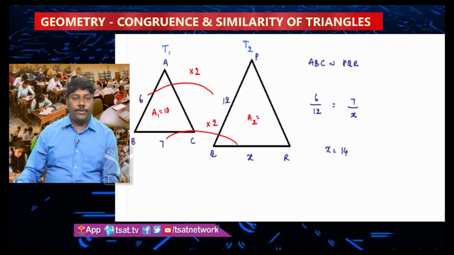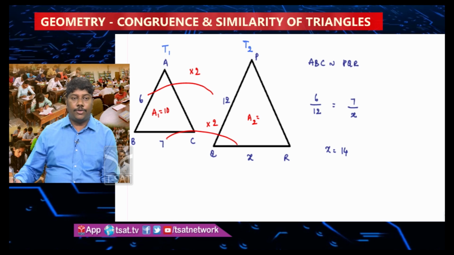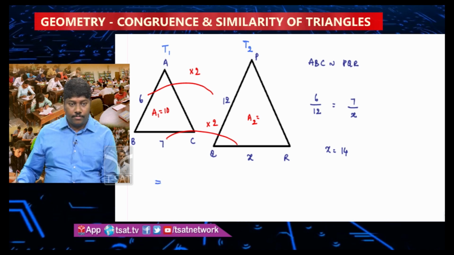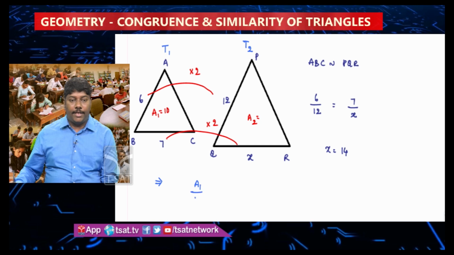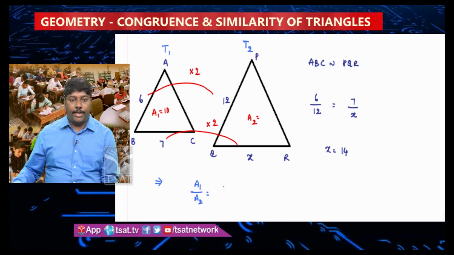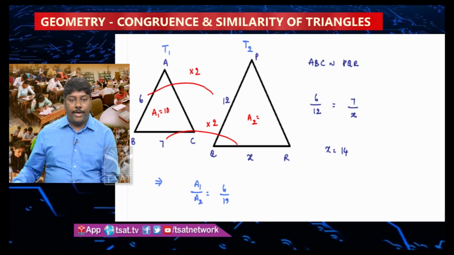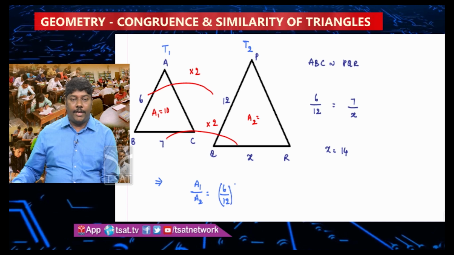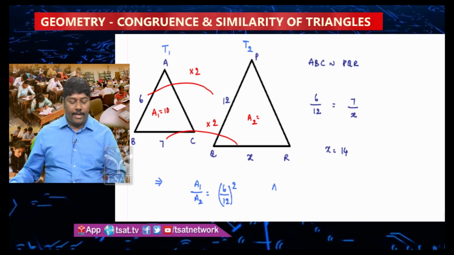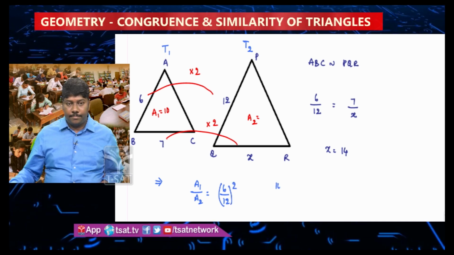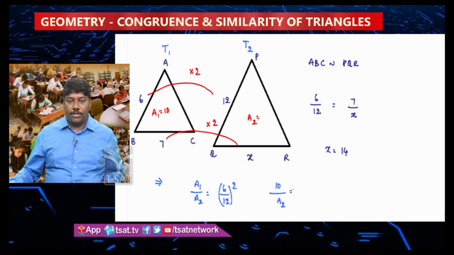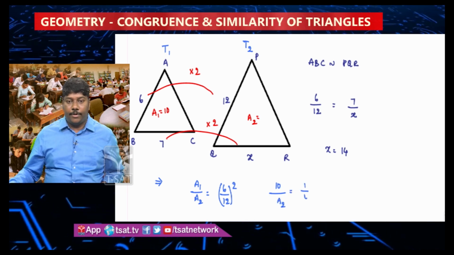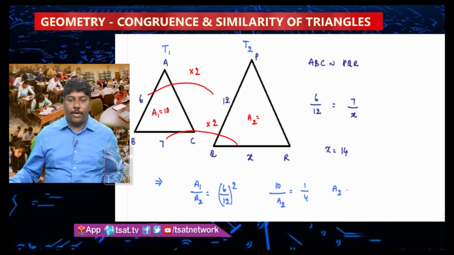Their sides ratio is 1:2, which means their areas ratio will be 1:4. Remember, or else if you look at it by formula, area 1 by area 2 is equal to side 1 by side 2 whole square. 6 by 12, any known sides you take and square it. So area 1 is 10 by area 2 is equal to 1 by 2 whole square, which is 1 by 4. Area 2 is equal to 40.